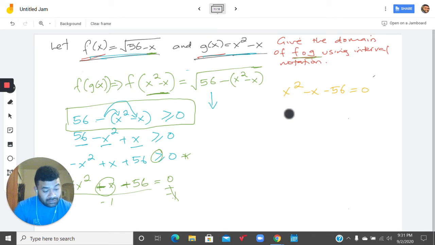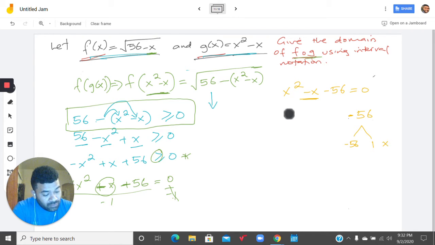Now I just need to factor this. So I know I need to find a multiple of negative 56. When I multiply those two numbers, it should give me a negative 56, but when I add them, it should give me a negative 1, the coefficient in front of the x right there. Usually I start with the number itself, so I'll start with negative 56 multiplied by 1. That gives me a negative 56, but when I add them, it gives me a negative 55. So this one doesn't work.